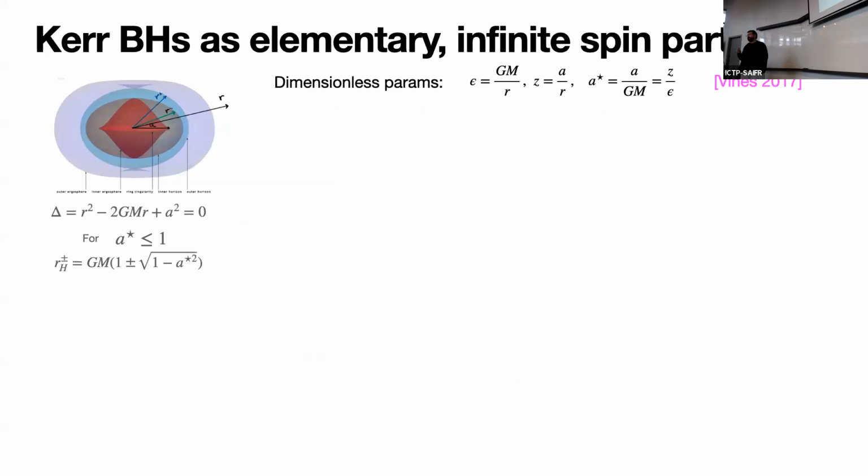Okay, so the next step would be to consider not a scalar black hole, but rotating black holes. The simplest rotating black hole is the Kerr black hole. It has two horizons, which are the solutions of this equation. And these two horizons are real so long as the spin parameter of the Kerr black hole is smaller than or equal to 1.